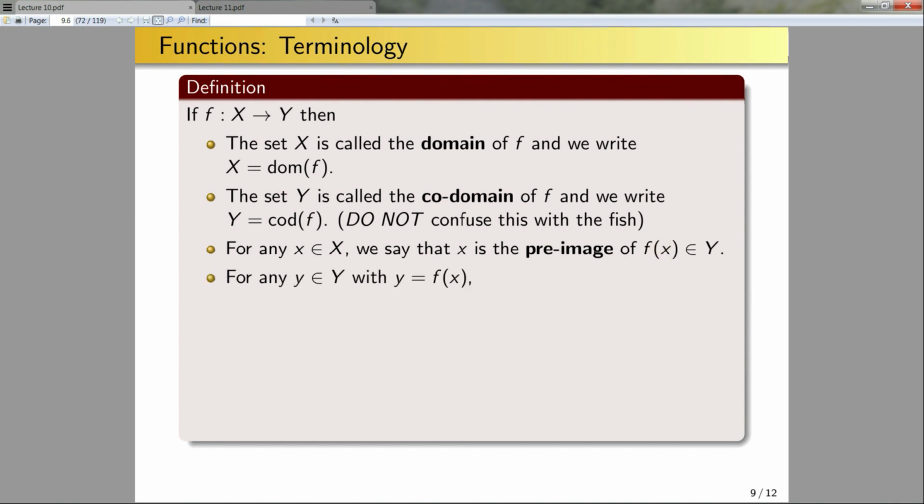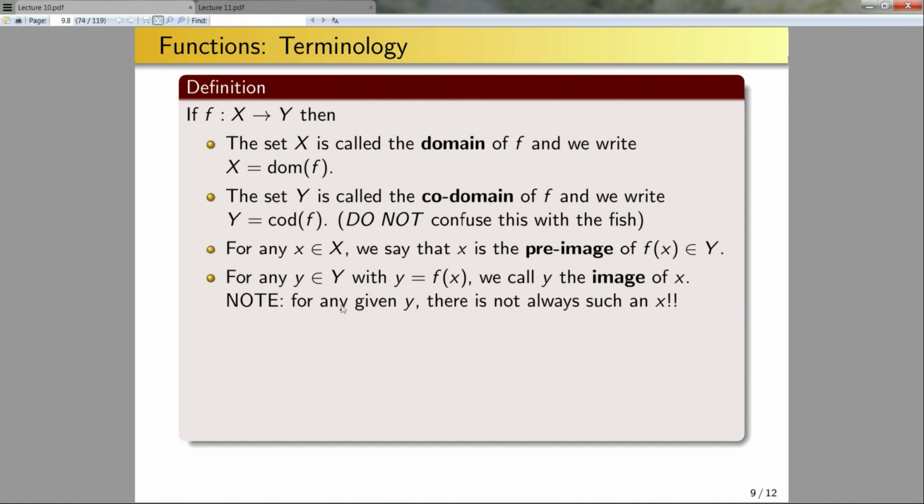Next, for any y in Y with y equal to f of x, we call y the image of x. So note again, for any given y, there is not always such an x, simply because of the example that I gave before. So for the note card version of these last 2 points, for any given x in X, that value of x is the pre-image of f of x in Y, because f has to map x to something in Y. But any y in Y isn't always going to be the image of some element x. It will only be the image if y is equal to f of x for some value of x.